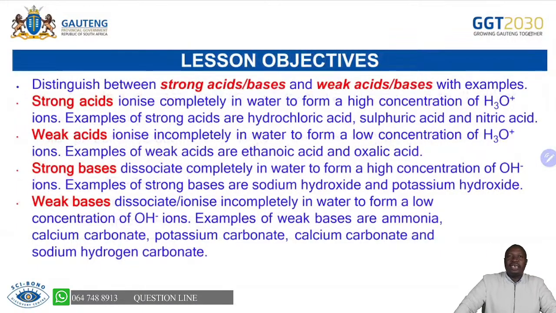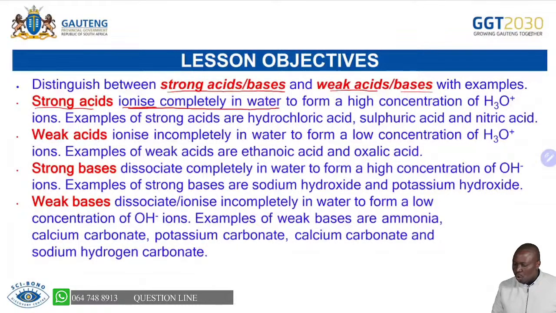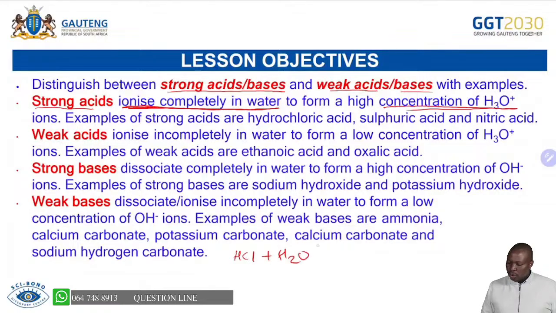Now, the other thing that we must focus on is to be able to distinguish between strong acids, strong bases, weak acids, and weak bases. When do we say the acid is strong? We're talking about the strength of an acid here. We say the acid is strong when the acid ionizes completely in water. When you put the acid in water, it ionizes completely to form a high concentration of hydronium ion. For example, when you put HCl in water, it will completely ionize to hydronium ion and Cl-.